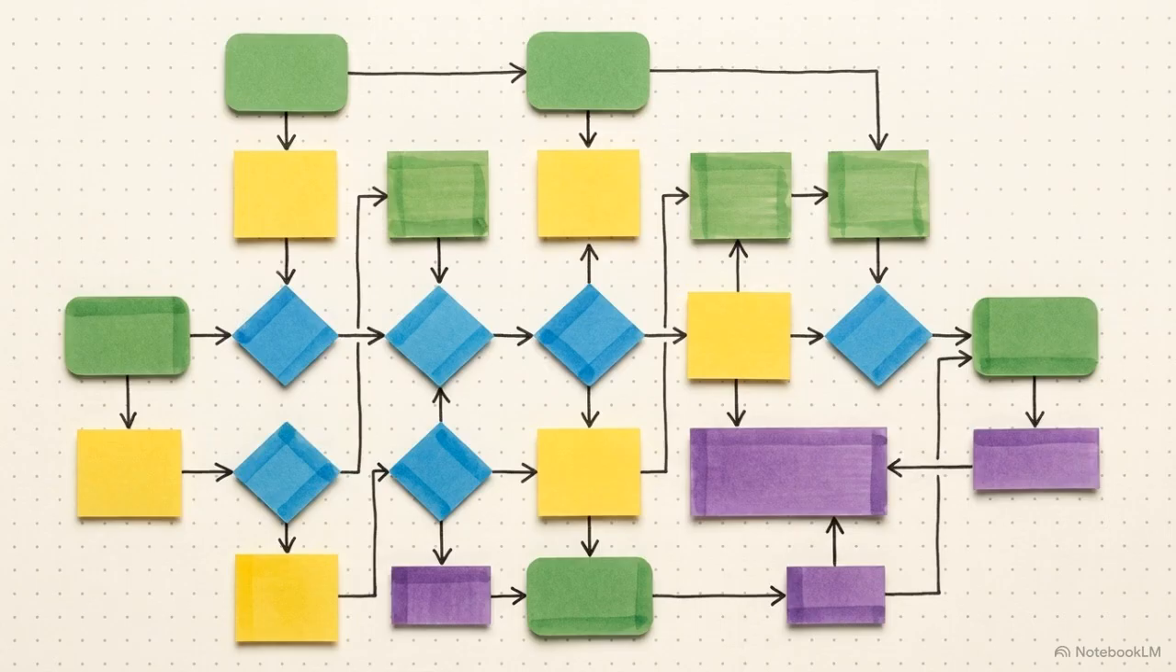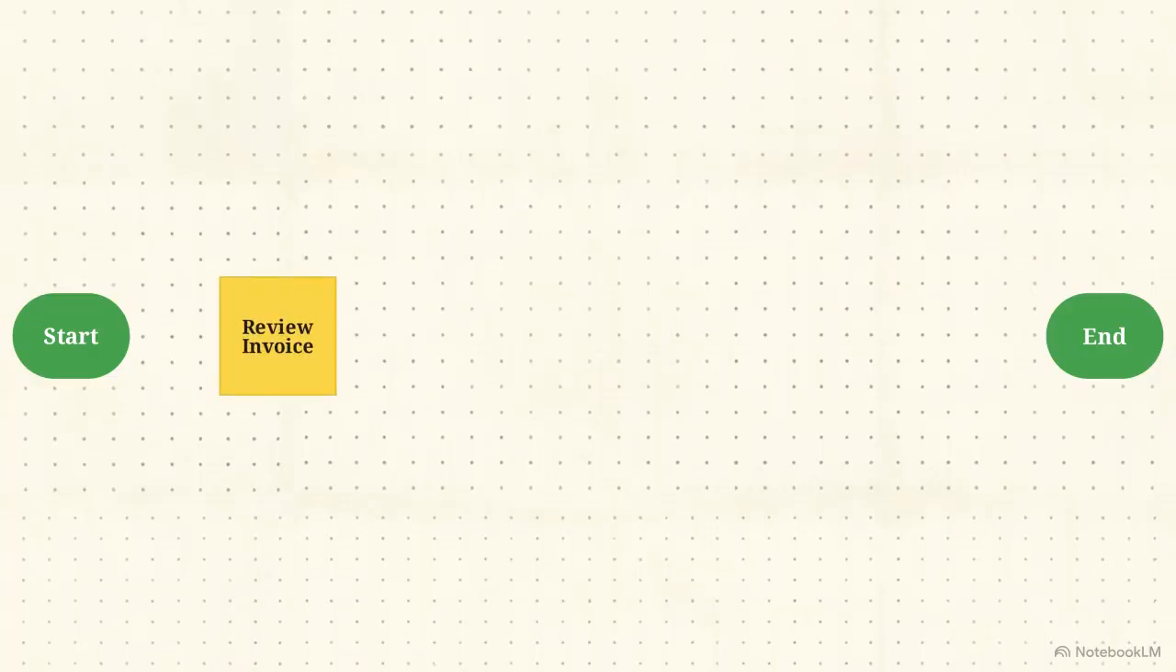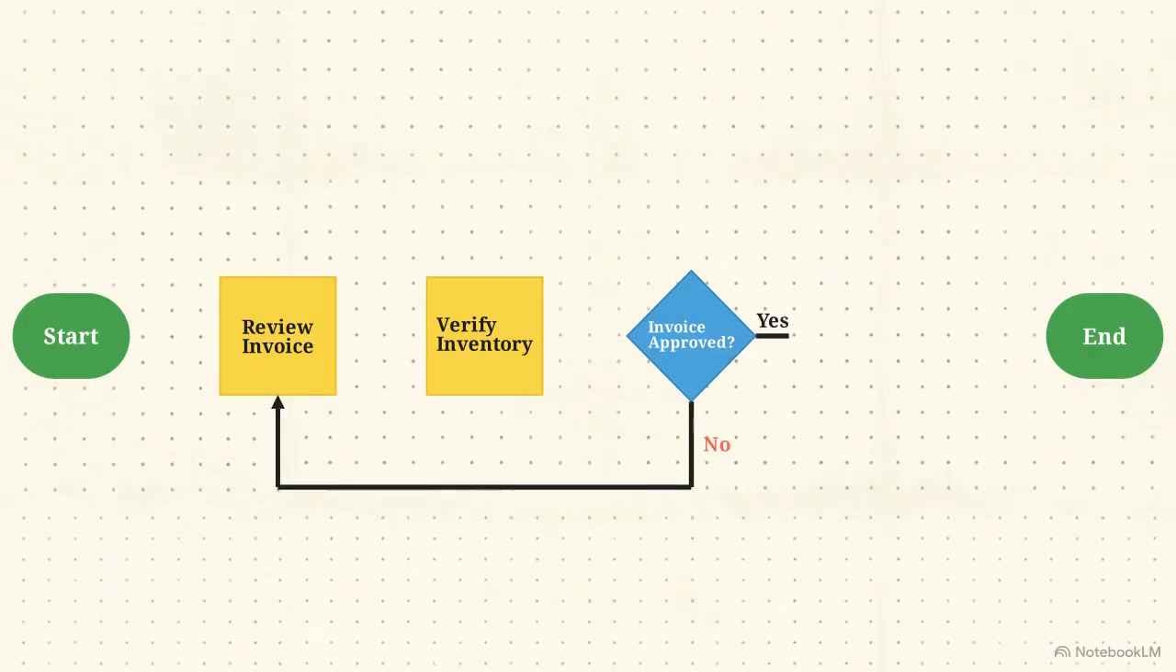A green rounded box marks the start and end points, the specific triggers that set the process in motion and the final result delivered to the customer. Every individual task is a yellow square. To keep these objective, they are always written as a verb and a noun, like review invoice or install component. A blue diamond represents a decision point. This is where the process splits based on a specific outcome, like an inspection that either passes or requires rework.